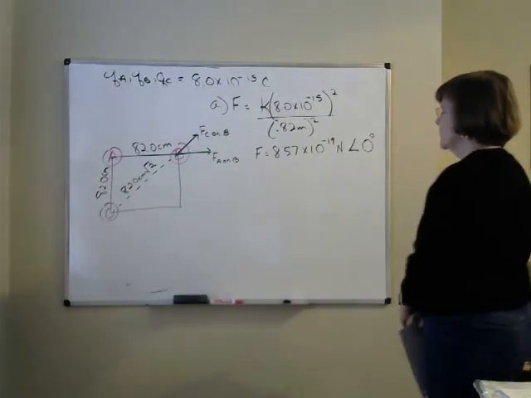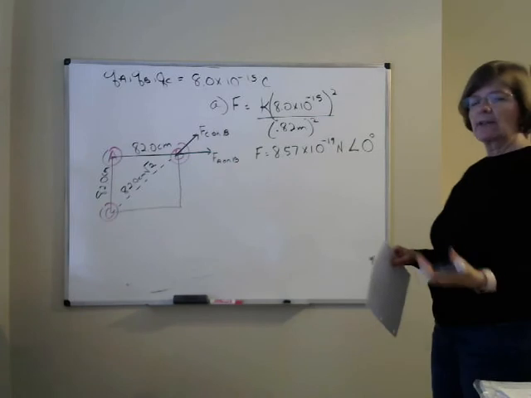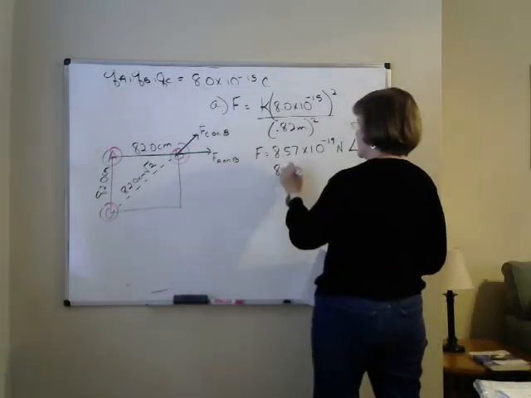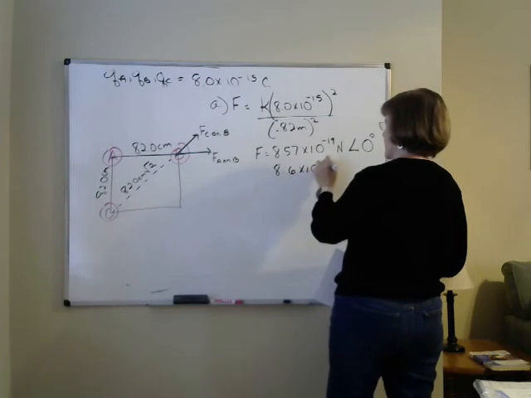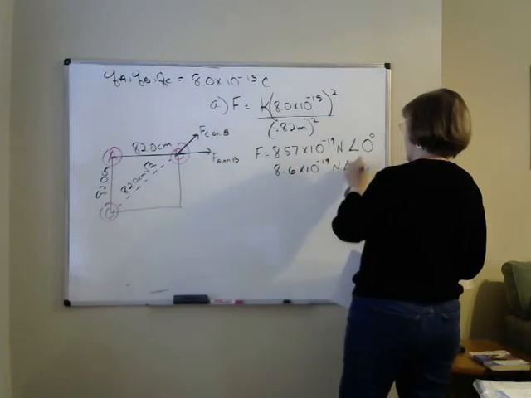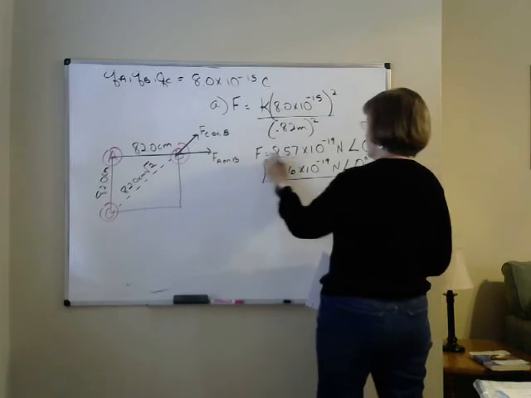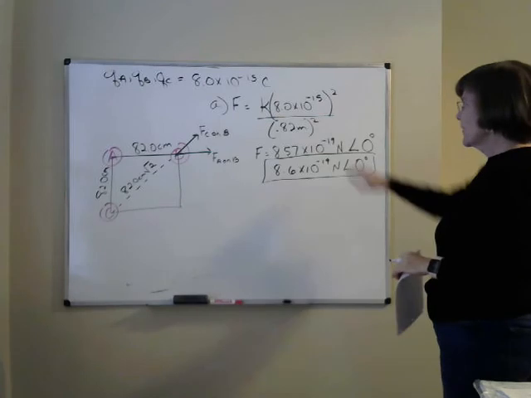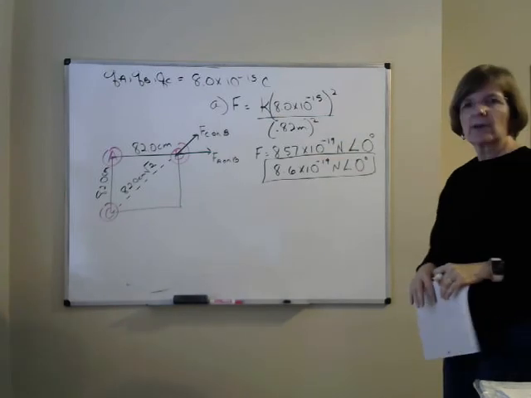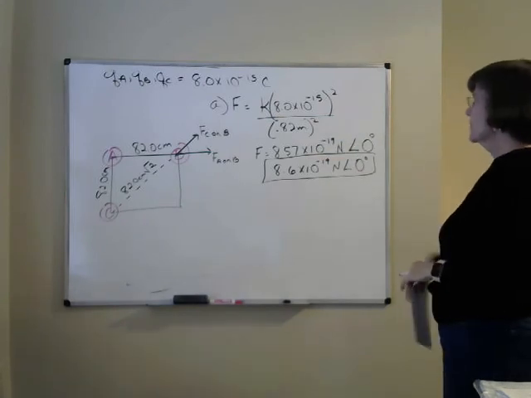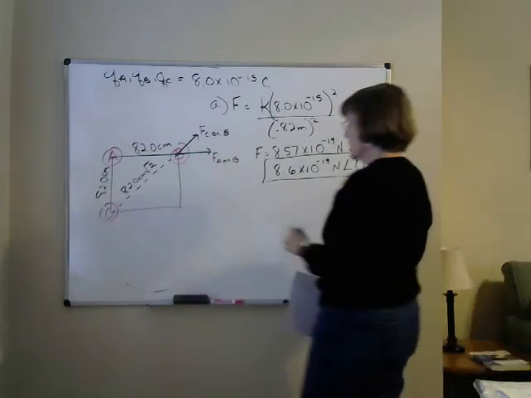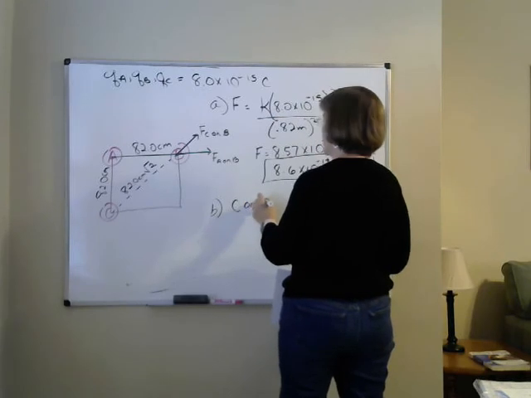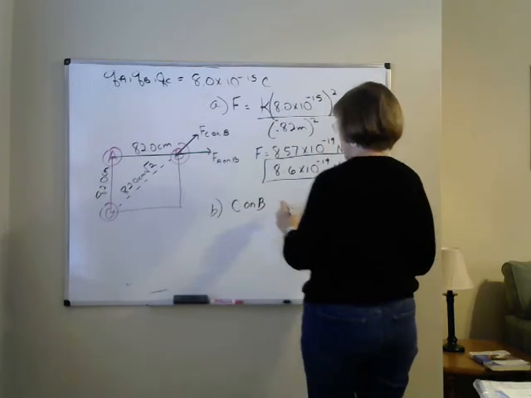degrees. Now, for purposes of answering the question, I should write my answer as 8.6 because I only have two significant digits in the charge, but I'm going to need that third one when I try to add them together. I don't want to round too much. So that's A on B. If I want to calculate C on B, it looks a lot the same, but the distance is different.